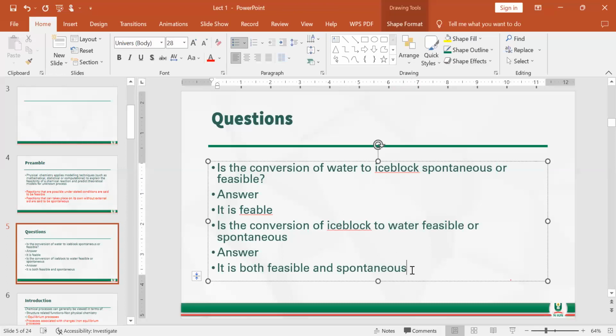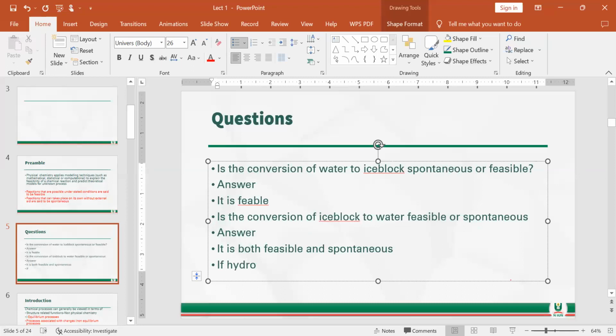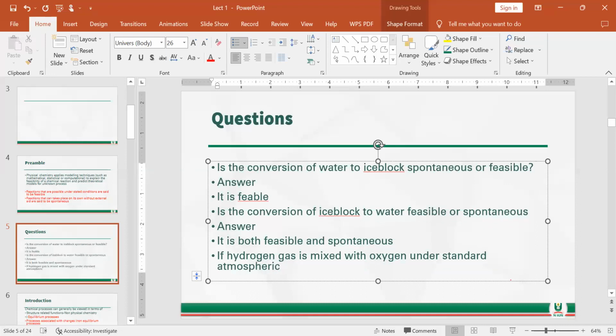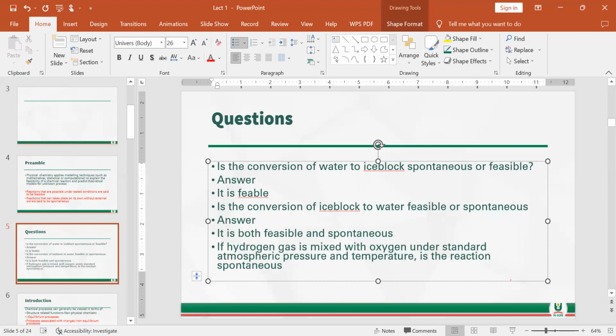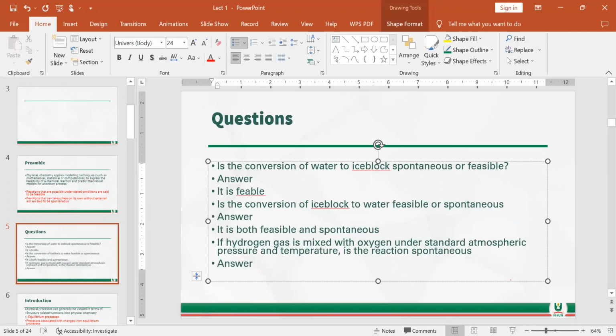Now, let me take one technical question. If hydrogen gas is mixed with oxygen under standard atmospheric pressure and temperature, is the reaction spontaneous? The answer is that it is not spontaneous, but feasible.